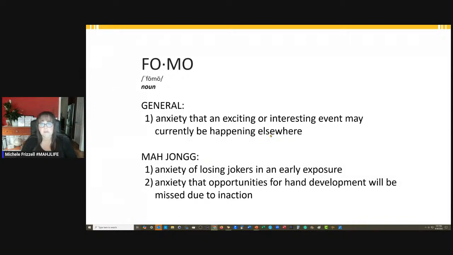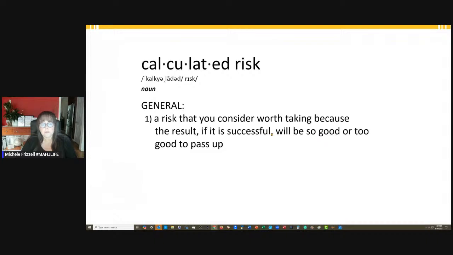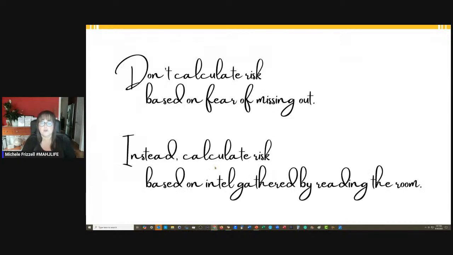You want to make decisions based on facts. What is in your hand, not hope, what you think could happen, because then you could paint yourself into a corner. You want to make decisions based on calculated risk. Calculated risk is a risk that you consider worth taking because the result, if successful, will be so good or too good to pass up. There are a lot of variables at play. Don't calculate risk based on fear of missing out. That would be the FOMO.